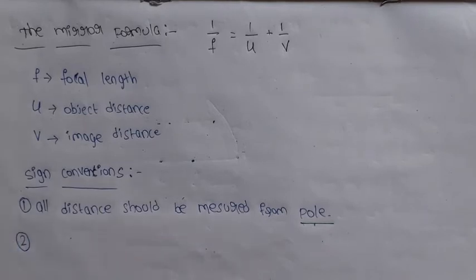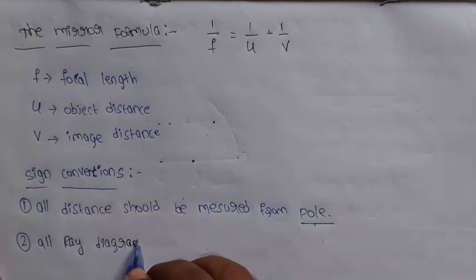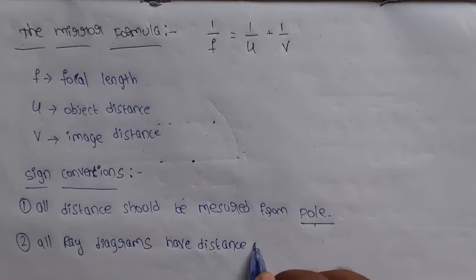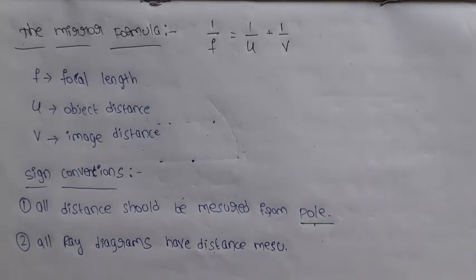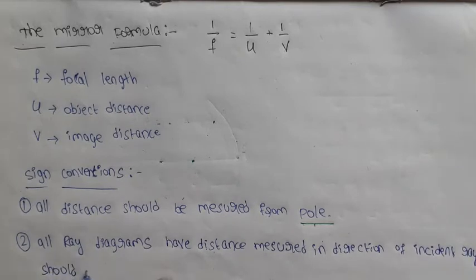Second point is, all ray diagrams have distance measured in the direction of incident ray should be taken as positive.